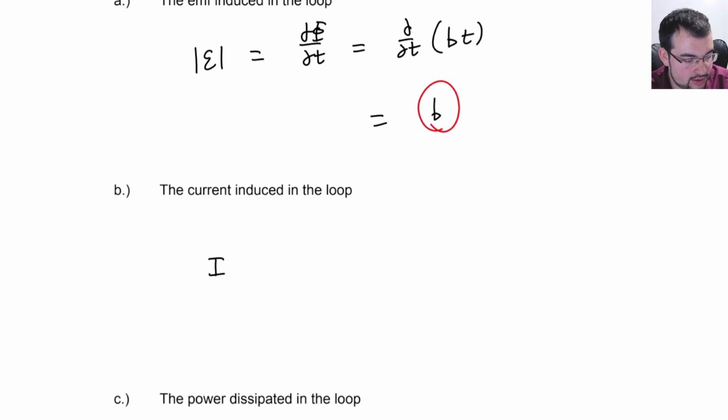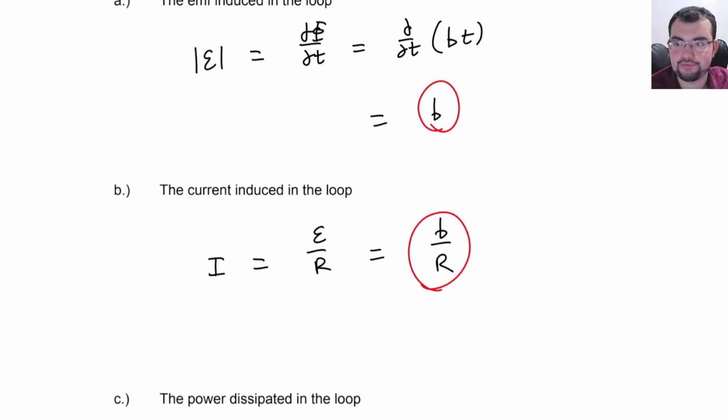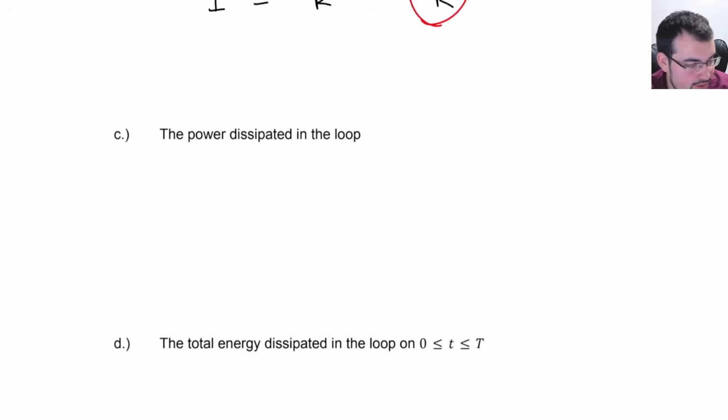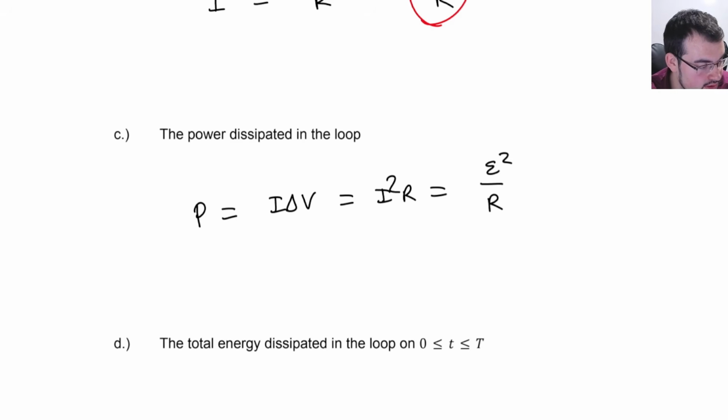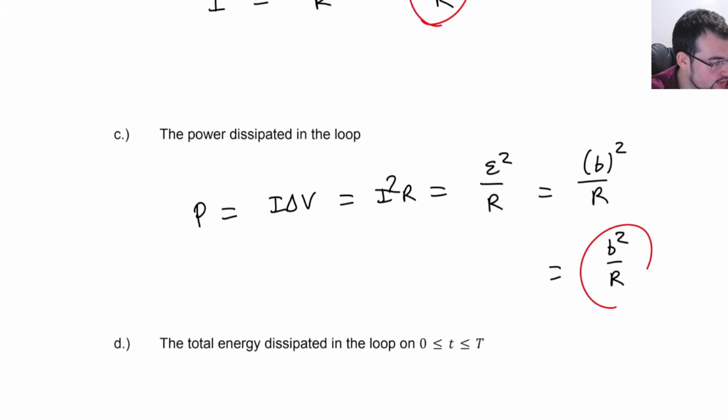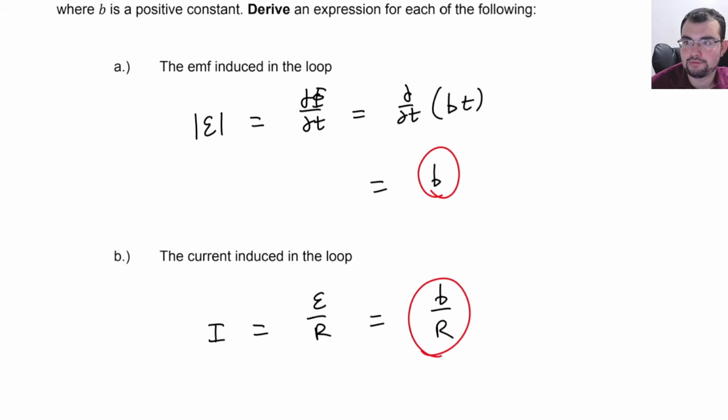What's the current? Don't forget Ohm's law exists. Just divide your EMF by resistance and you've got current. What's the power dissipated? Pick your favorite. Usually for Faraday, you want EMF squared over resistance, it's the easiest one. Notice this is obviously I delta V, because I was B over R and delta V was B.